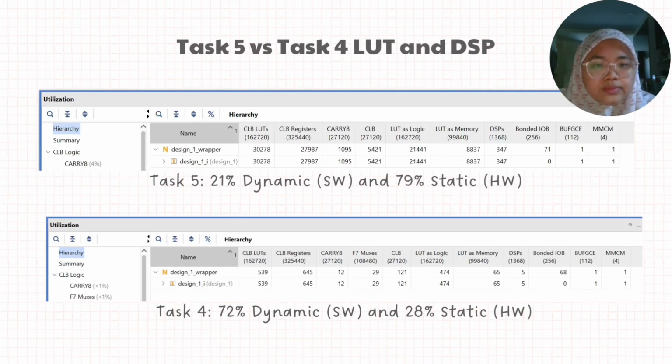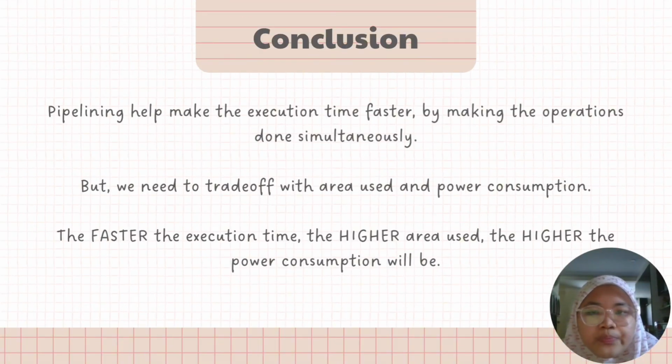So in conclusion, pipelining helps to make the execution time faster by making the operations done at the same time. But when we want to make something faster, we have to trade off with the area and also power consumption. So the faster the execution time, the higher the area will be used and the higher the power consumption will be. When more area is used, the cost will also rise significantly.